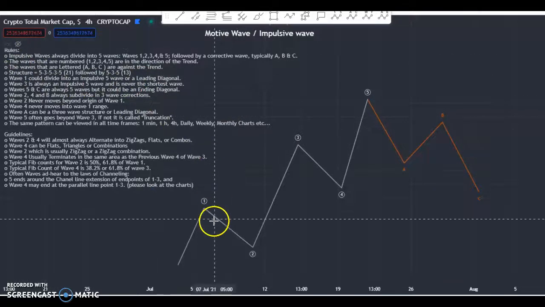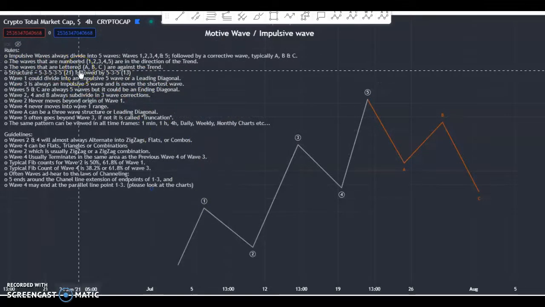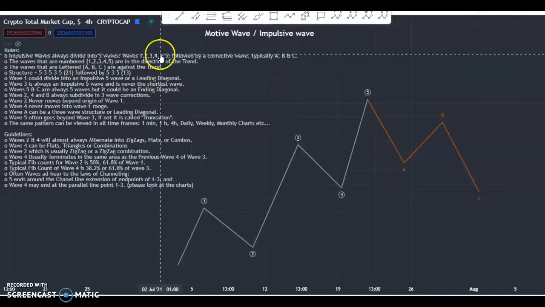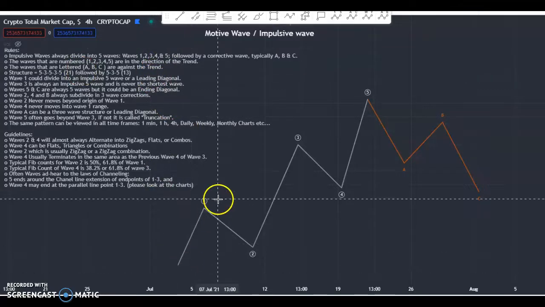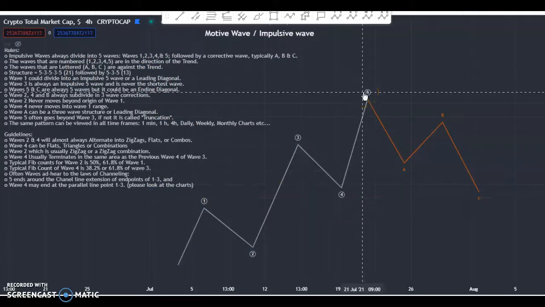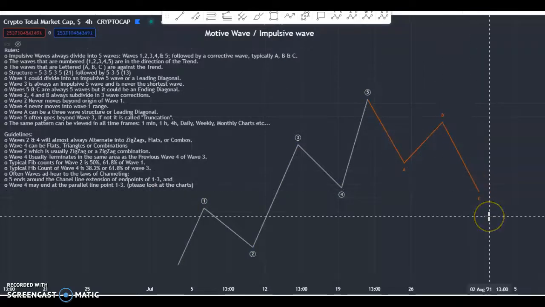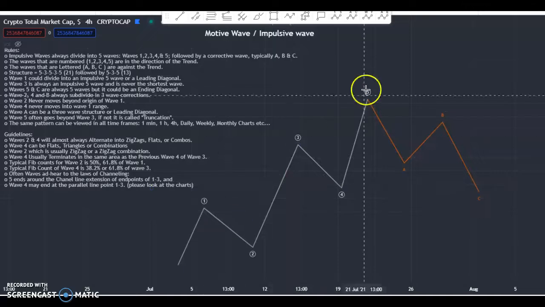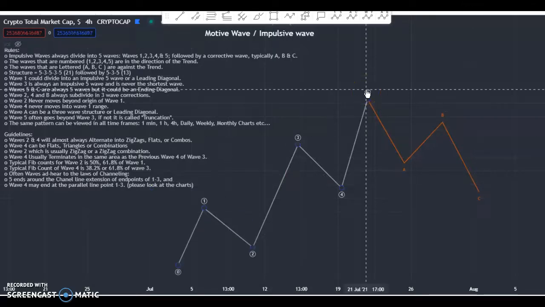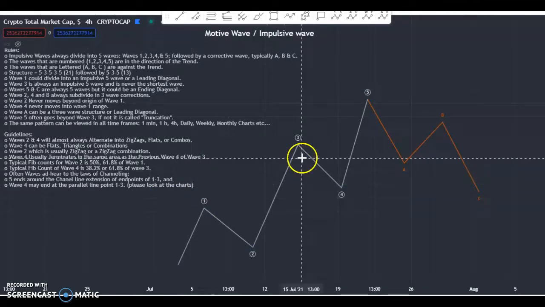So the rules, for instance: an impulsive wave always divides into 5 waves. Okay, so we've got in the white 1, 2, 3, 4, 5, followed by a corrective wave, typically A, B, C. The waves that are numbered 1 to 5 are always going to be the direction of the trend, and the structure is always going to be 5, 3, 5, 3, 5.